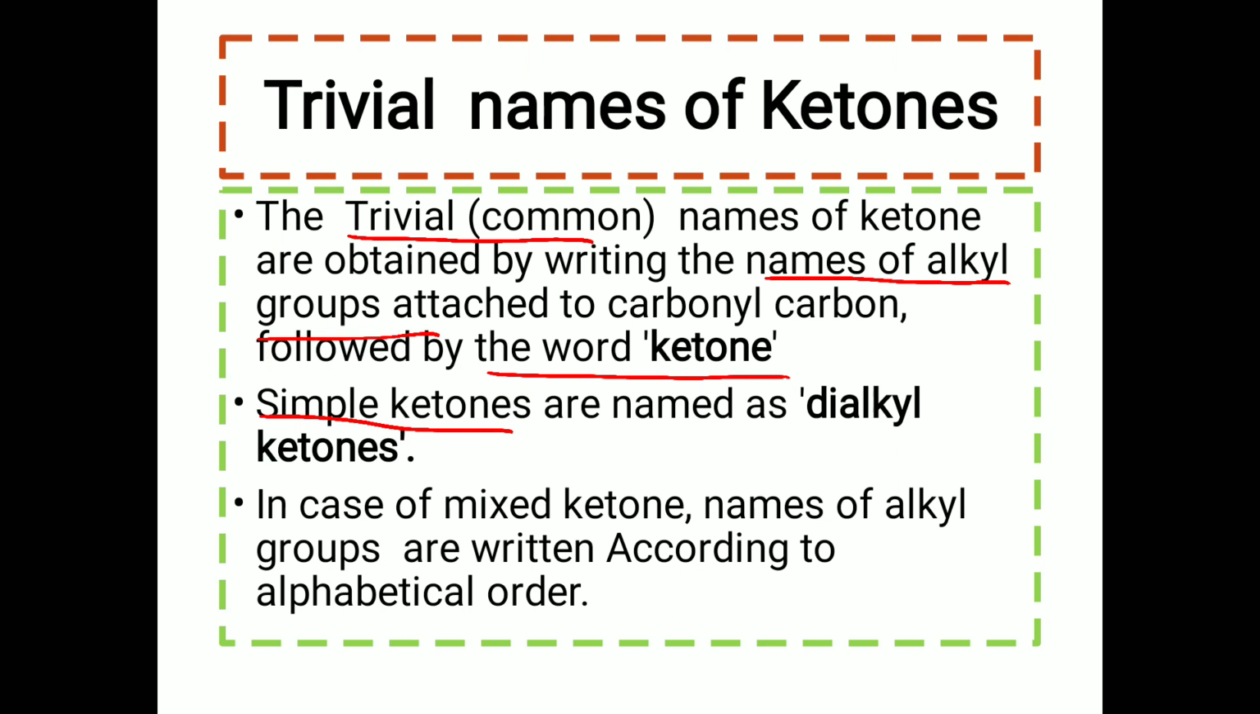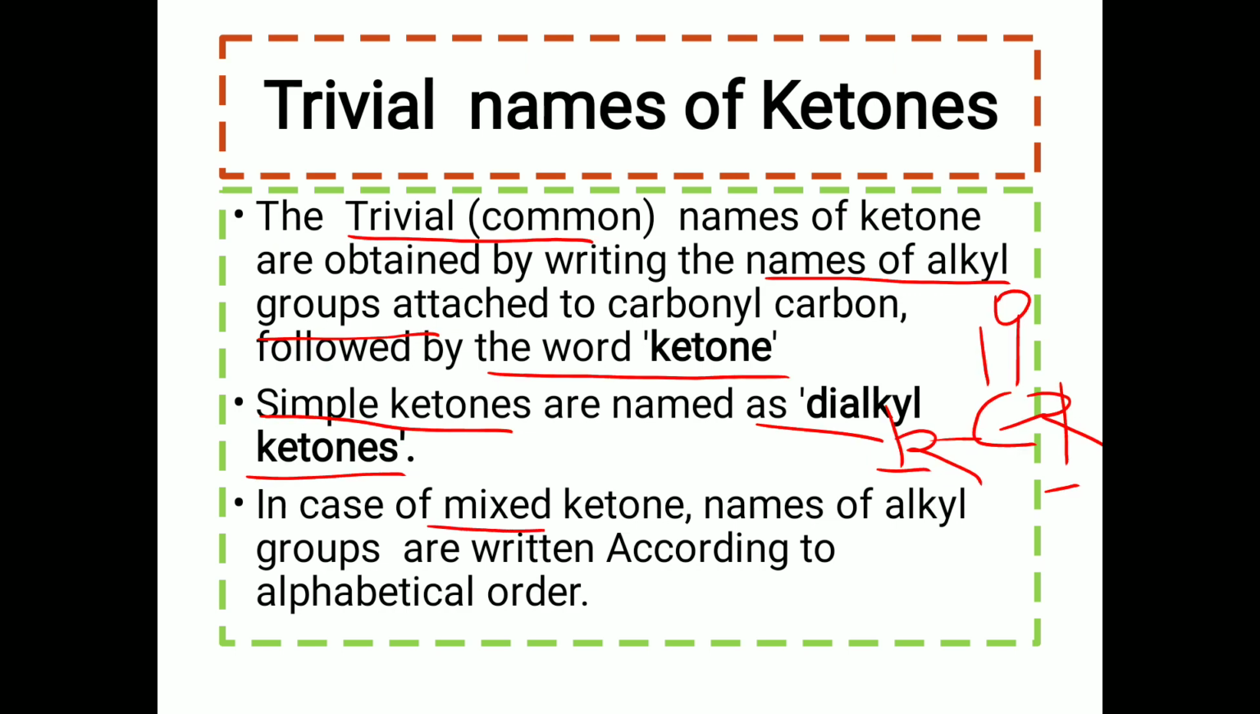Now the simple ketones. In the first video we have already studied what is meant by simple ketones. Simple ketones means the ketones in which the carbonyl group is directly attached to 2 alkyl groups, and both these alkyl groups are the same, similar, which is known as a simple ketone. And as both these groups are the same, they are named dialkyl ketone. For example, when this R and R is replaced by CH3 and CH3, that is methyl methyl, the name is dimethyl ketone.